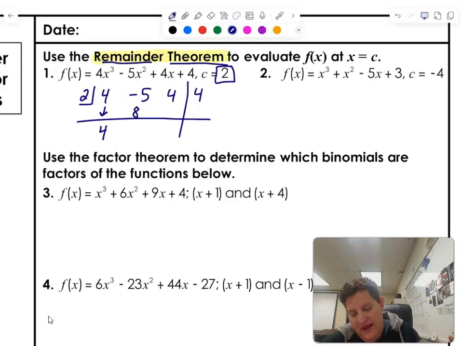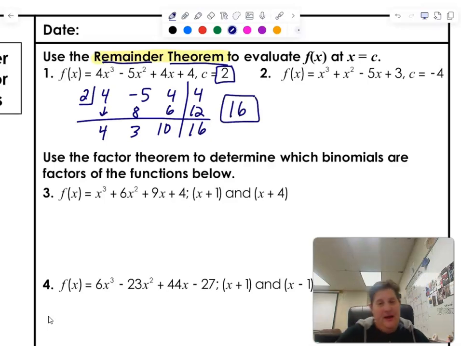and I do synthetic division. Okay, 4 times 2 is 8. Negative 5 plus 8 is 3. 3 times 2 is 6. 4 plus 6 is 10. 10 times 2 is 12. 4 plus 12 is 16. That is your answer, okay?